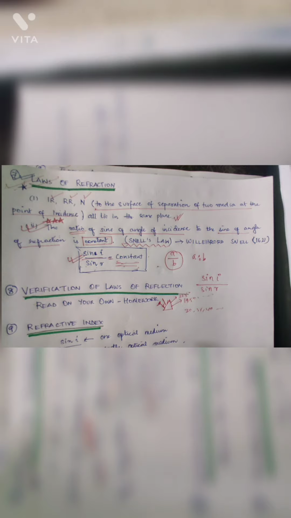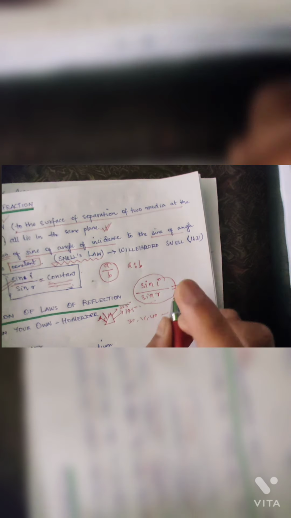What does this tell you? This tells you that sine I by sine R is always almost the same, that is 1.5. You see, most of the values are 1.5 there, right? So even if it is 30 degree, 35 degree, 40 degree, 45 degree, 50 degree, all these degrees will always give you 1.5. That is why sine I by sine R is equal to constant. You see, constant means the same, that is 1.5.